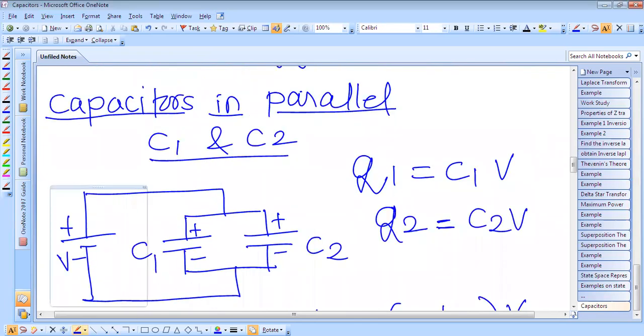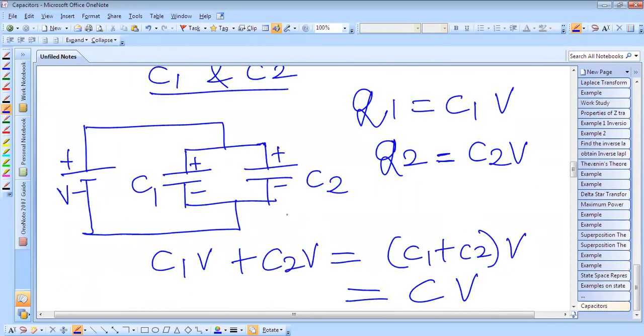So when these two capacitors, C1 and C2, are connected in parallel, the charge on capacitor C1 is Q1, which is equal to C1 into V. Q2, the charge on capacitor C2, is equal to C2 into V, and therefore the total charge is Q1 plus Q2. So it is C1V plus C2V, and here we can take V outside.